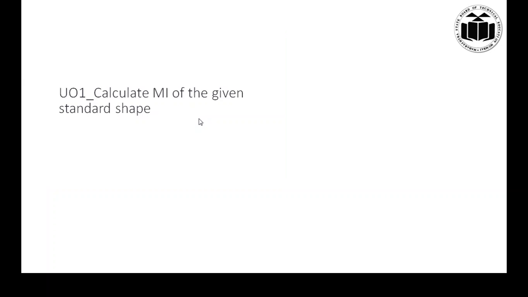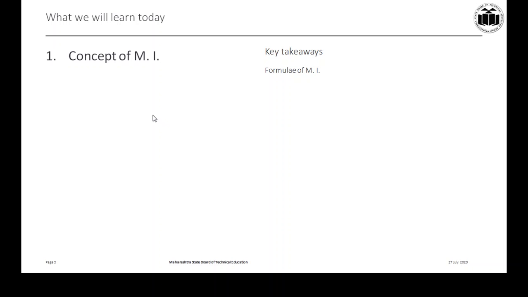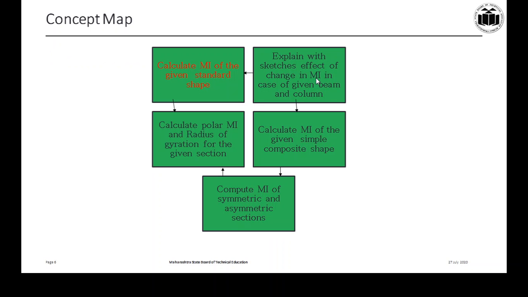Moment of inertia, the first topic. First unit outcome of this topic is to calculate MI of the given standard shape. We will go through the concept of MI and you will have at the end some formulae to calculate MI of the standard sections. As per the concept map, this is the course outcome number 1 of moment of inertia, and we are starting from the first unit outcome, calculate MI of the given standard shape.